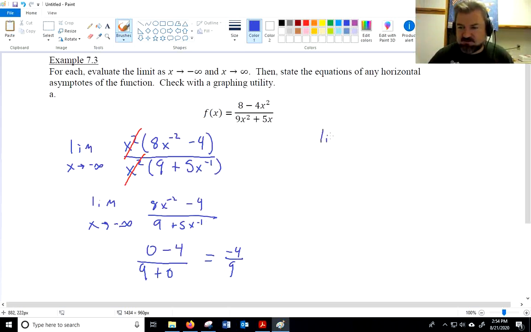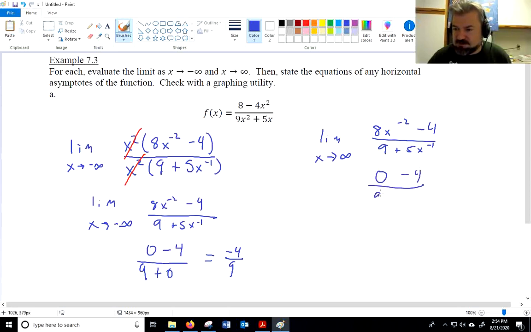Let's do the limit as x approaches positive infinity. Guess what? We've already done most all the work, so we get to skip right to this step right here. I'll just rewrite it for documentation purposes. All right, here I go, plugging in infinity. That's going to give me 0 minus 4 over 9 plus 0, which is negative 4 over 9. So you can see that the limit is the same towards negative infinity as positive infinity.